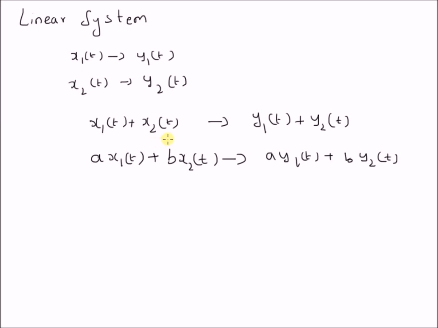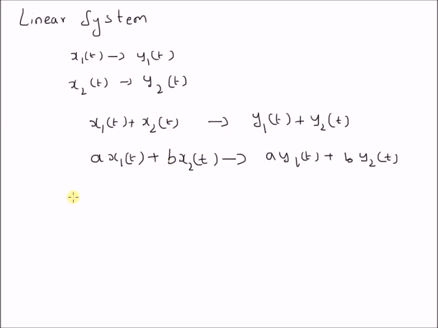So if a system produces an output such that the linear combination of the inputs also results in the same linear combination of the outputs, then the system is a linear system. For example, when you give the sum of x1 and x2 as the input, you should get the sum of the corresponding outputs. Similarly, when you give the sum of the weighted inputs, that is a times x1 of t plus b times x2 of t, you should get a times y1 of t plus b times y2 of t. Then this system is a linear system.